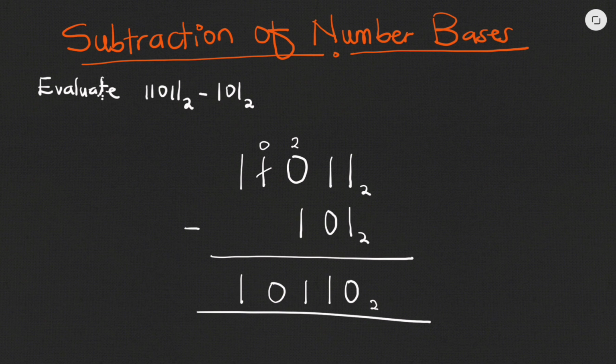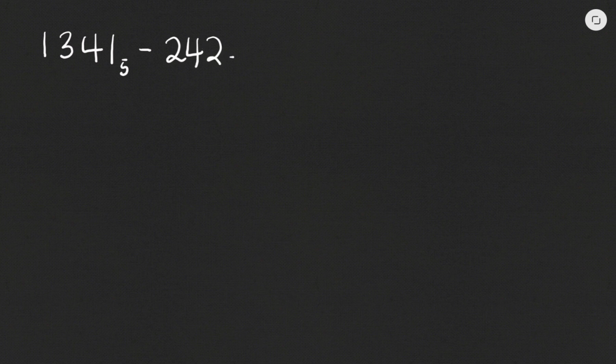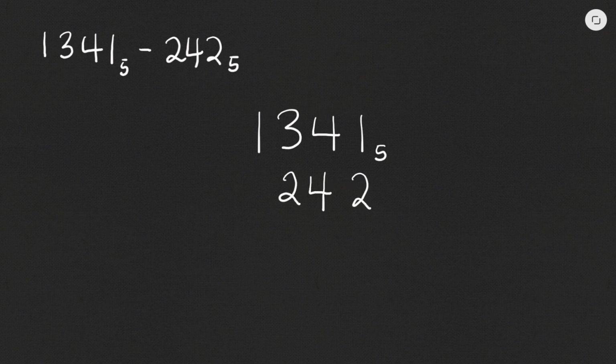All right, so let's look at another example. So we are to evaluate 1341 base 5 minus 242 base 5. All right, let's proceed to look at the solution to this problem. So I have 1341 base 5 and then 242 base 5. We are doing the subtraction, so let's proceed to look at the solution to this particular problem.